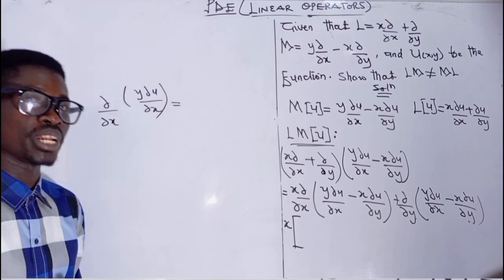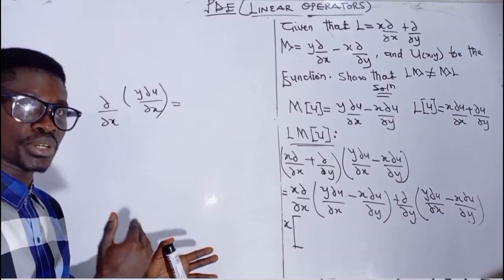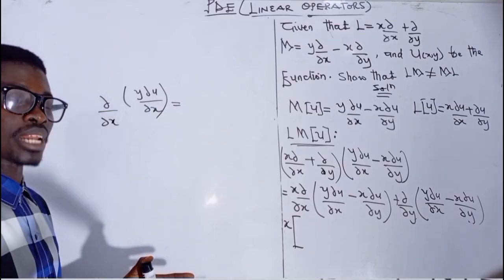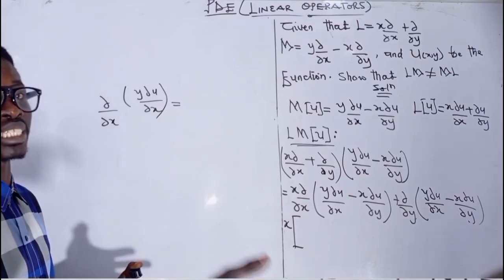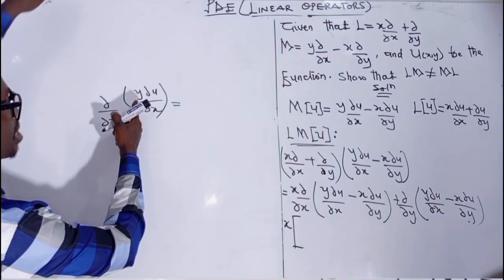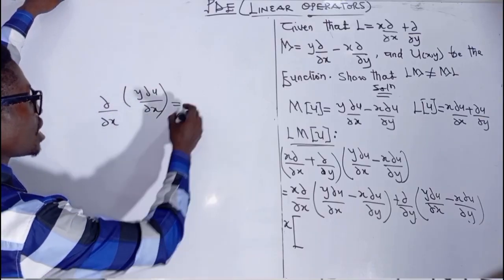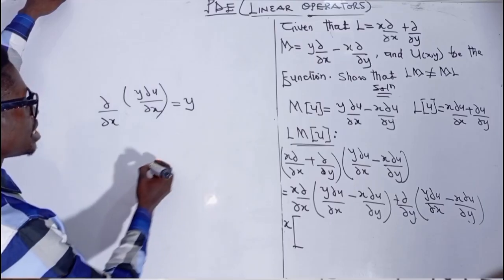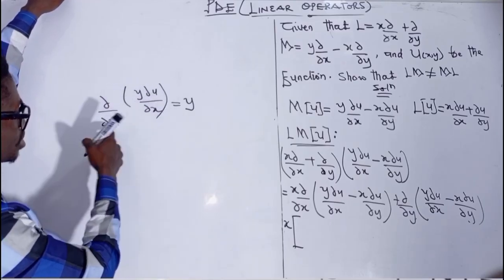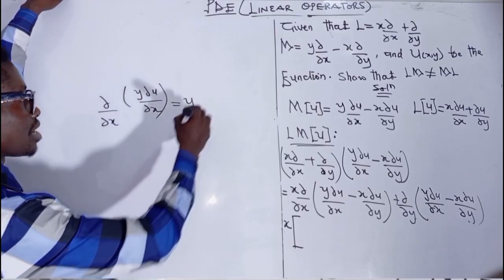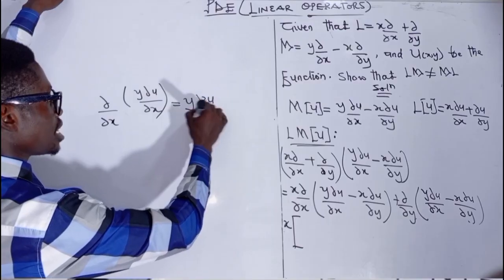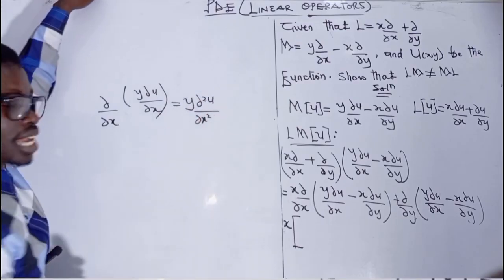And with the product rule, we learn that we keep the first function, we differentiate the second function, plus we differentiate the first function, we keep the second function. So we are going to keep the first function. The first function is y. We keep it. Then we differentiate ∂u/∂x with respect to x. And that's going to give us what? ∂²u/∂x². I guess you are following.